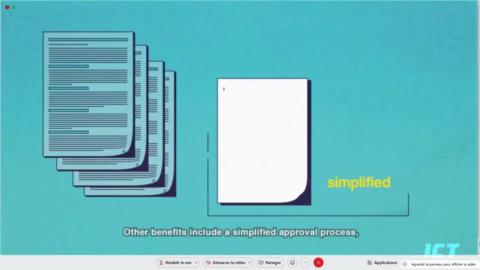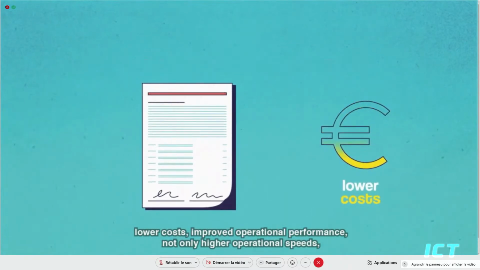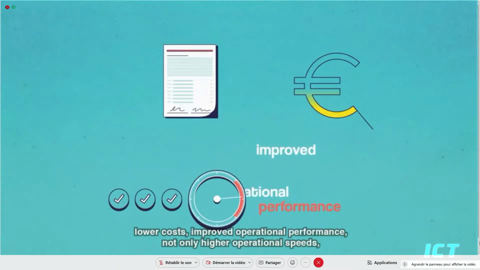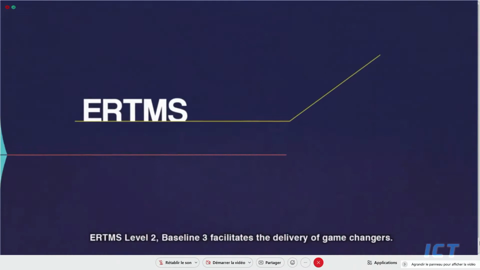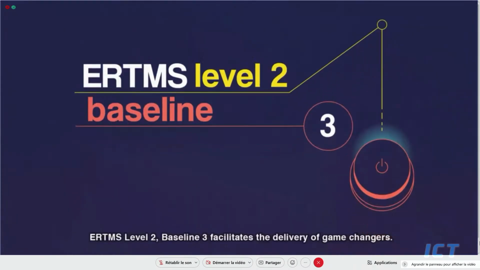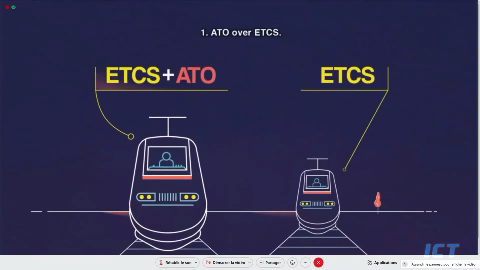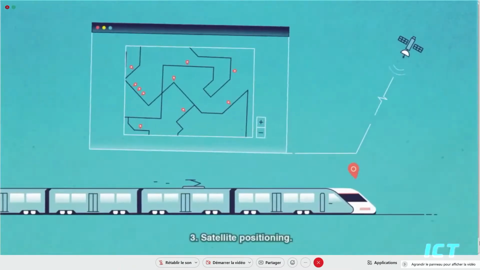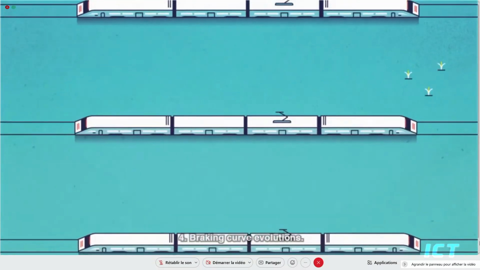Other benefits include a simplified approval process, lower costs, improved operational performance, not only higher operational speeds, and improved safety for passengers. ERTMS Level 2 Baseline 3 facilitates the delivery of game changers. The vision of the future is embodied by ATO over ETCS, next generation communication systems, satellite positioning, braking curve evolutions, moving block signaling.